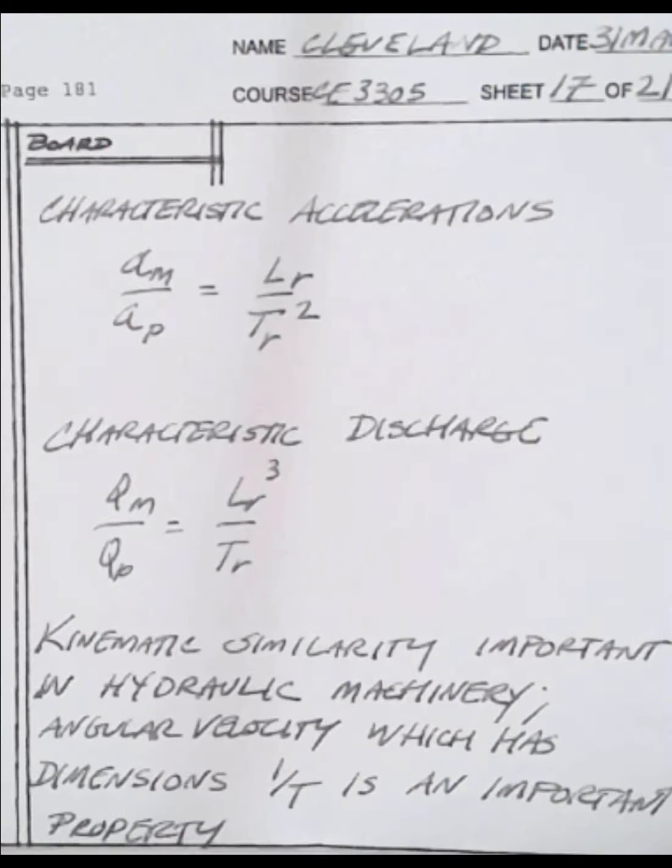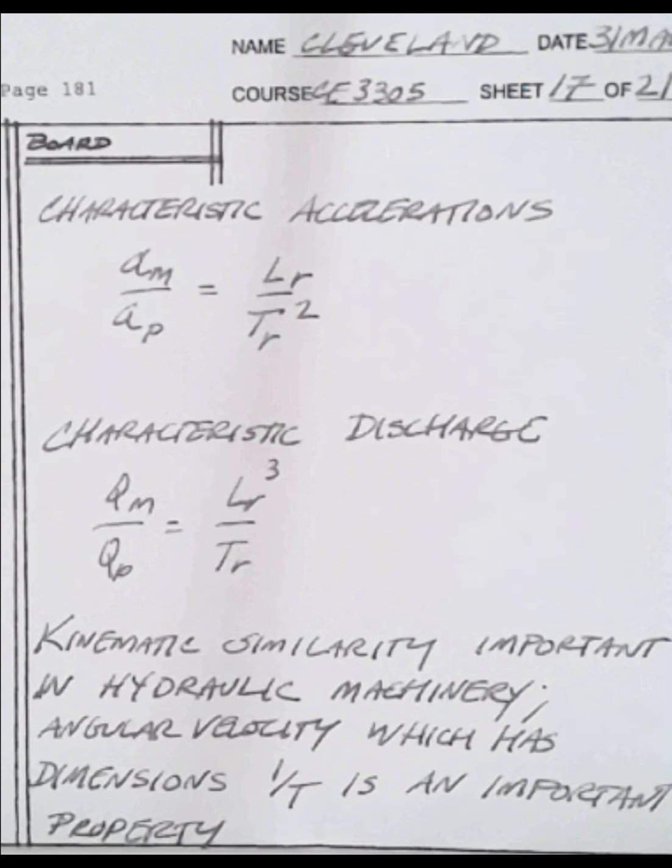Continuing with other similarities, if we look at characteristic accelerations, they ultimately are the length ratio divided by the square of the time ratio, and a characteristic discharge will be a length ratio cubed divided by the time ratio. Kinematic similarity is important with hydraulic machinery. The angular velocity, which has dimensions of 1 over time, is a really important property when we're talking about hydraulic machines. And so there's effort spent on producing proper kinematic ratios.